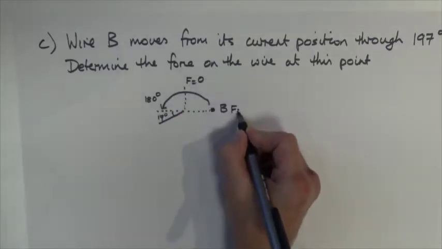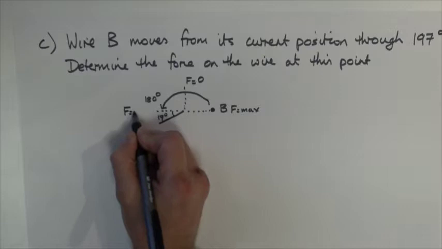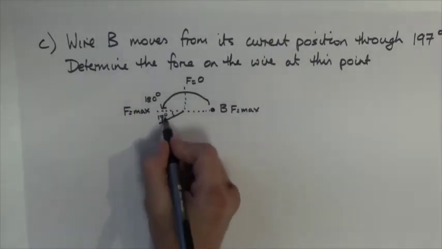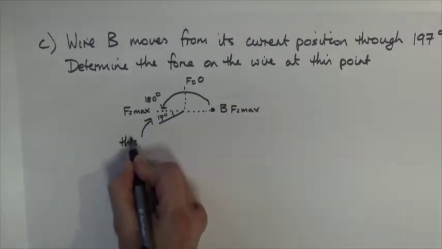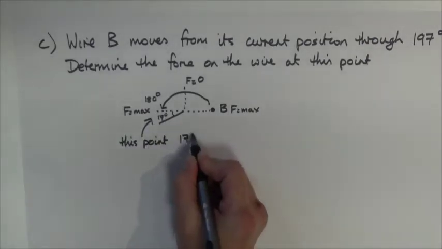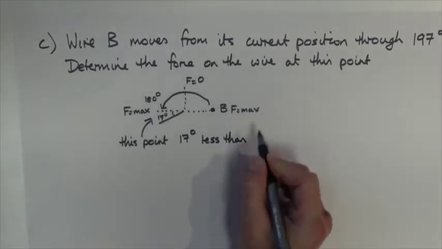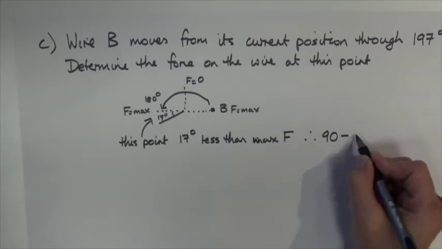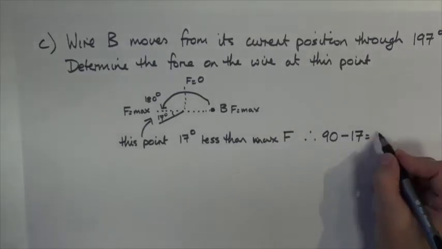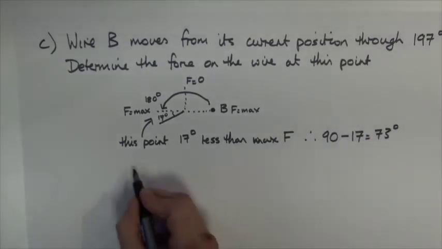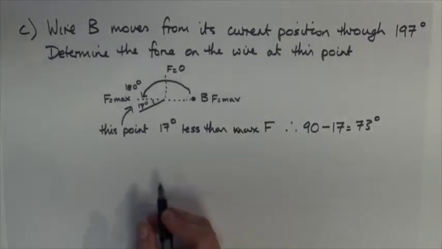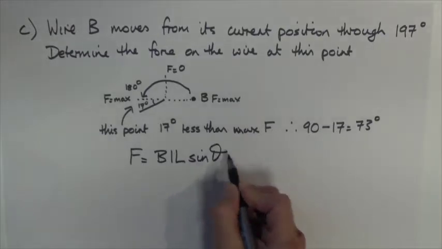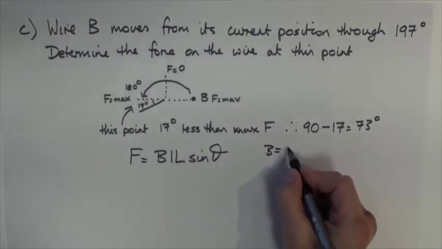Now at vertical, we know that F equals 0, and at horizontal, F is maximum. So basically, at the point that full line is, it's going to be 17 degrees less than maximum force which is acting on the wire. So 90 minus 17 gives me 73 degrees. So if I substitute that in for theta, that will allow me to calculate the force. So I can use F equals BIL sine theta, where theta will be 73 degrees.